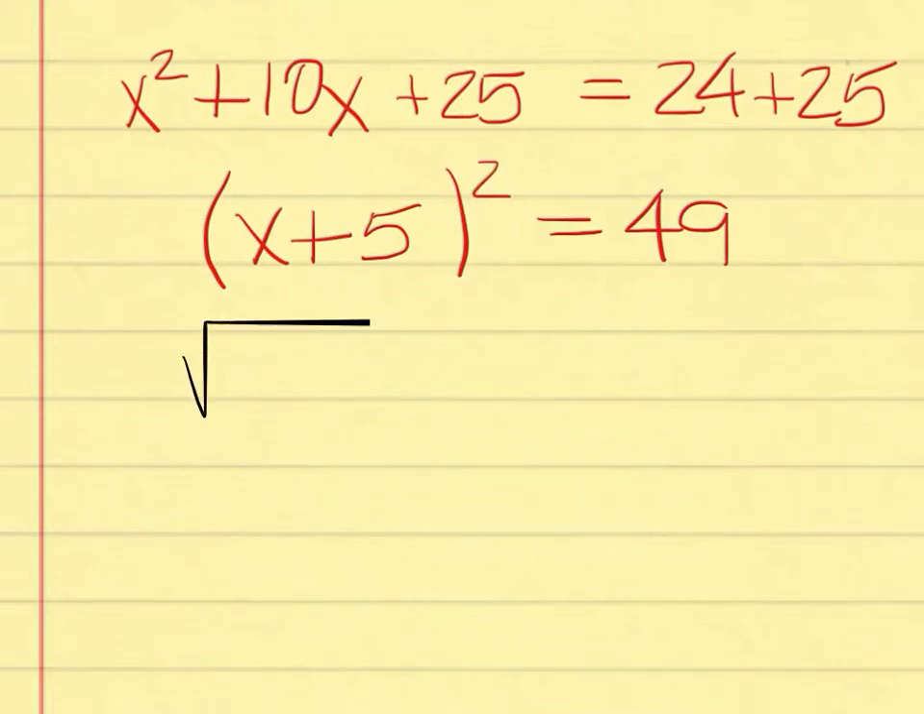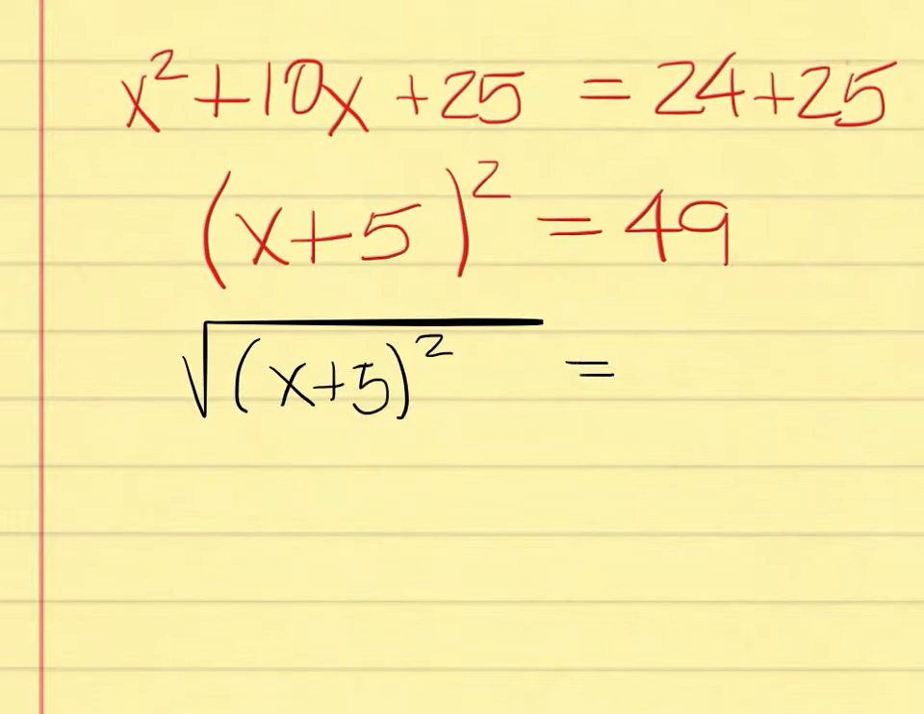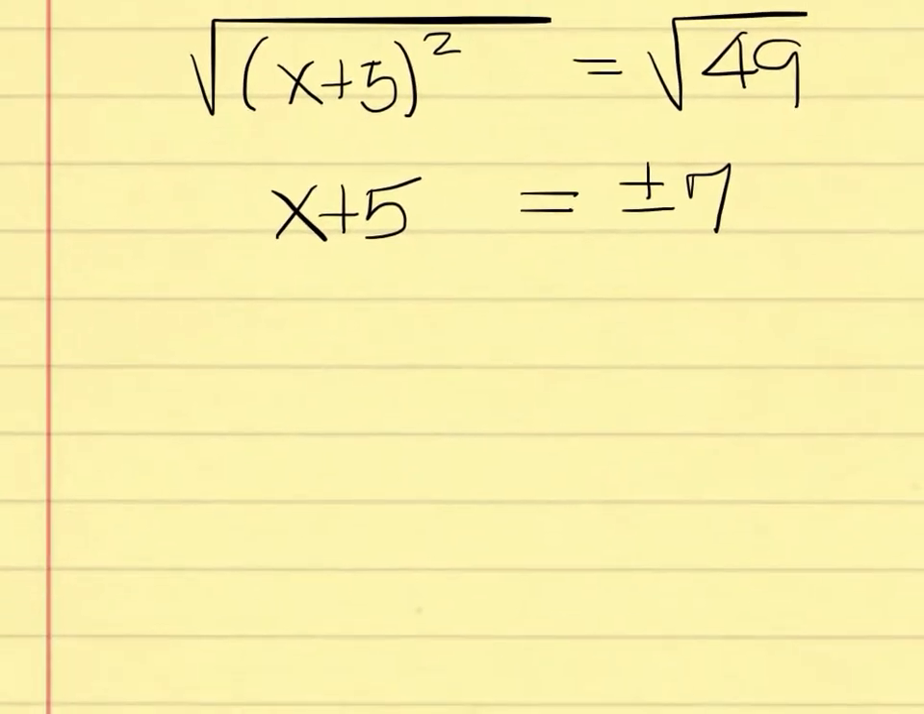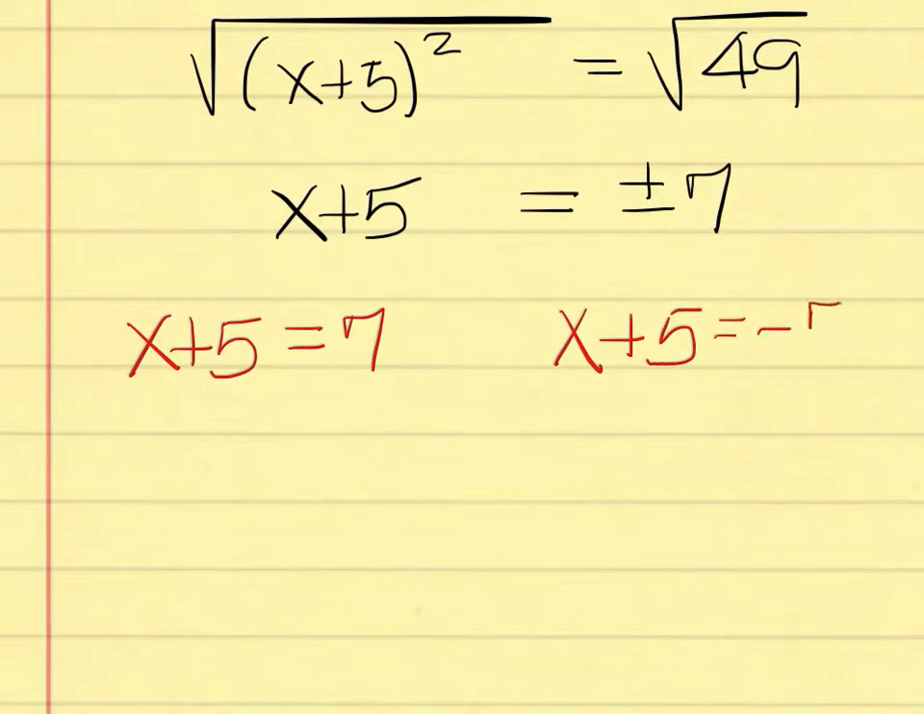So you need to find the square root of that, and what you do to one side, you do to the other. The square root of the quantity squared of x plus 5 is simply x plus 5. On the right side, the square root of 49 is plus or minus 7. At that point, you have two problems to do. x plus 5 equals 7. x plus 5 equals negative 7.